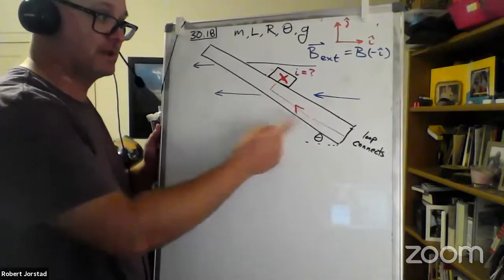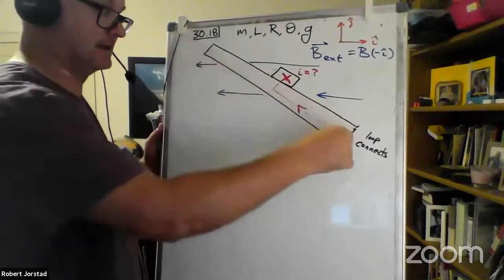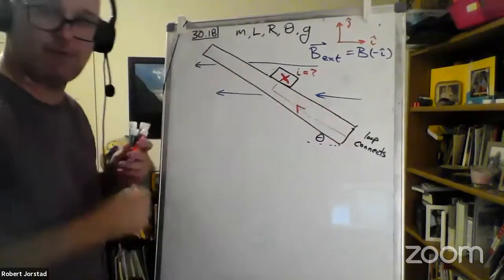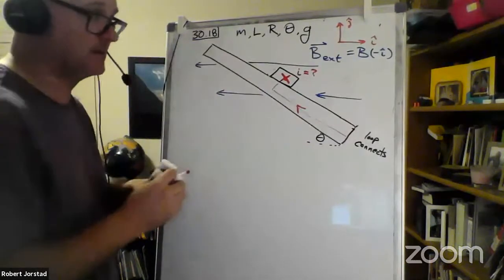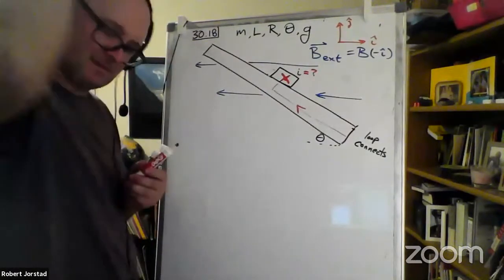loop? So remember, this is a loop. It goes into the page, up, and then out like this. What would be the magnetic moment associated with that? Which way would the magnetic moment point? Down and to the left or up and to the right? This way. This is the mu, right?